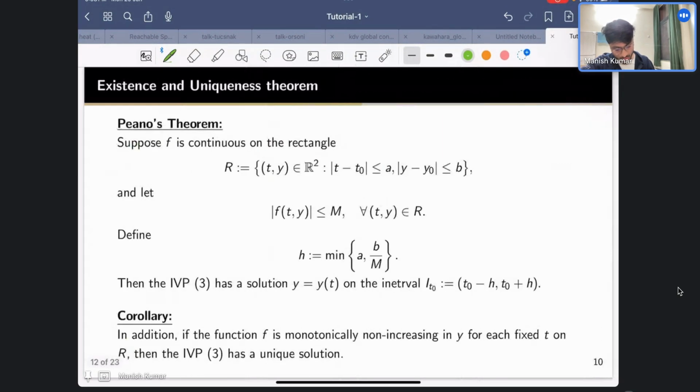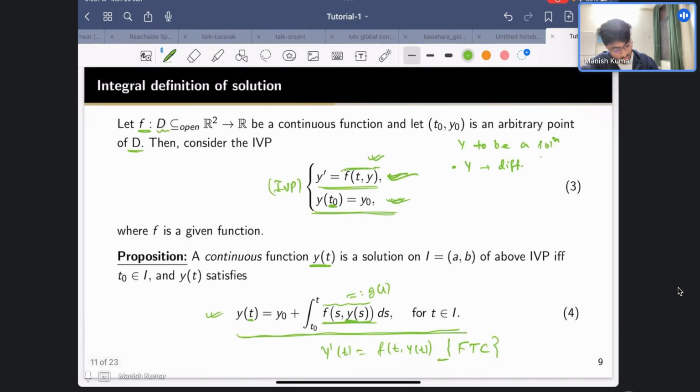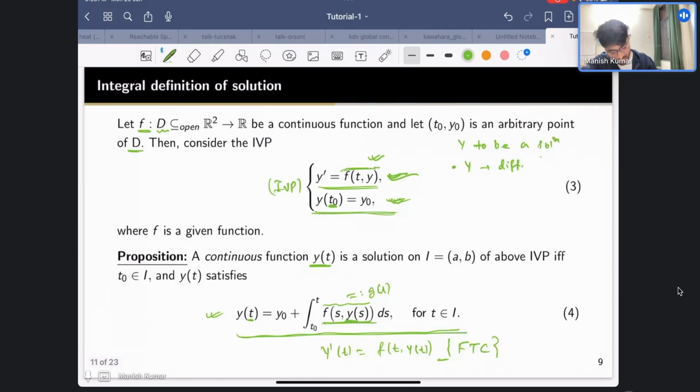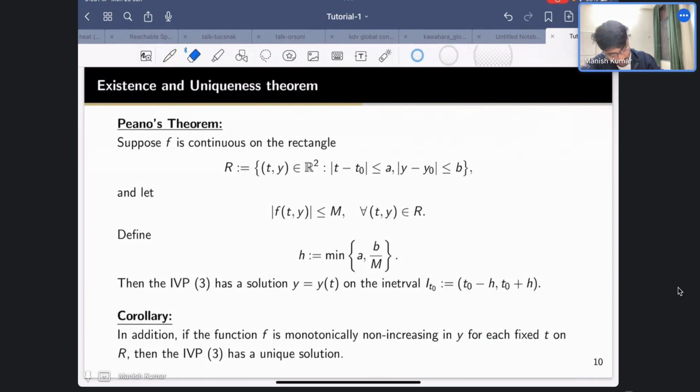Okay, so this is the theorem that we have. Peano's theorem says, so these assumptions are always there, that this t naught, y naught, I don't know whether I've written it here or not. Okay, so this is not precisely written, but you can understand the same line. So f is a function from D, which is a subset of R2, to R.